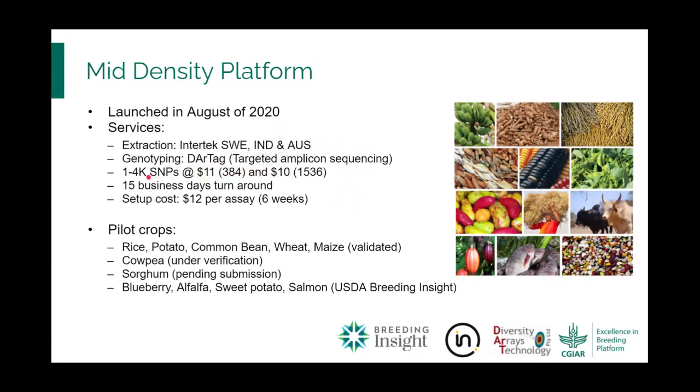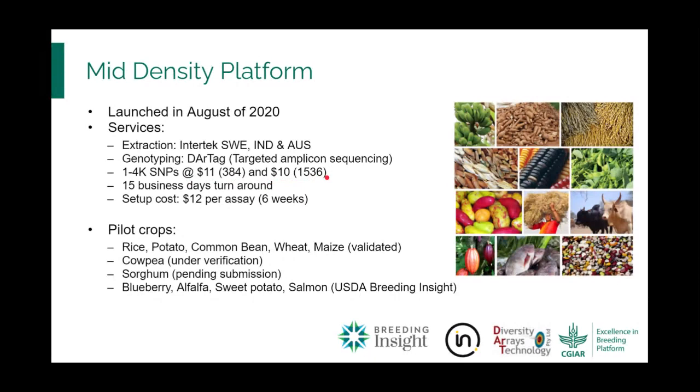Under our pricing setup, we have somewhere from a few hundred up to 4,000 SNP markers. Per sample cost right now runs around $11 for a 384 plex and $10 for 1536. We do expect the pricing to go down, but right now, in order to get the service started, this is probably the midpoint pricing that we're looking at, where it fits the majority of the breeding applications.